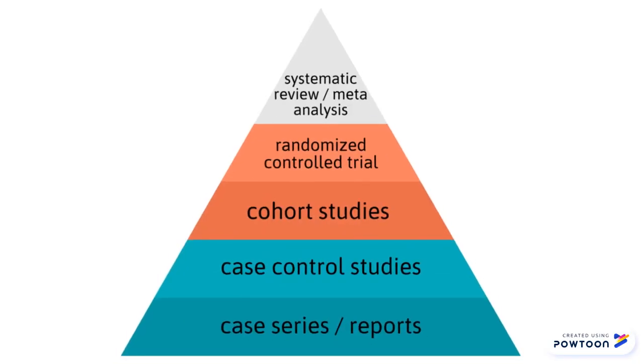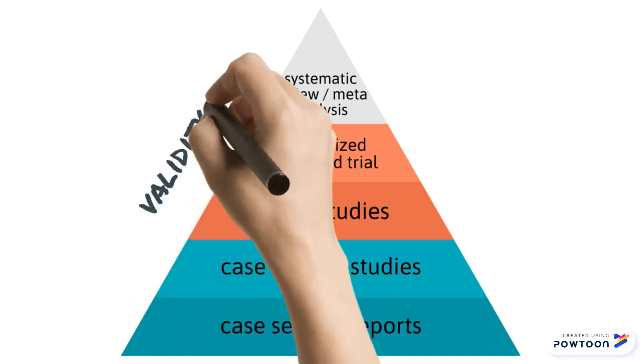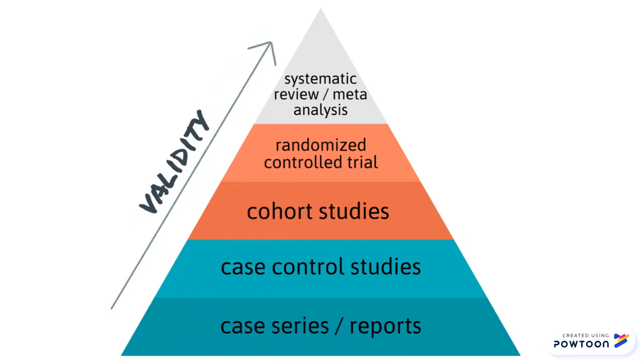Most versions of this pyramid clearly represent a hierarchy of internal validity. So that would be the risk of bias, meaning that the higher up the pyramid you go, the less risk of bias you have. And that's why systematic reviews and meta-analysis are very well regarded in the field.